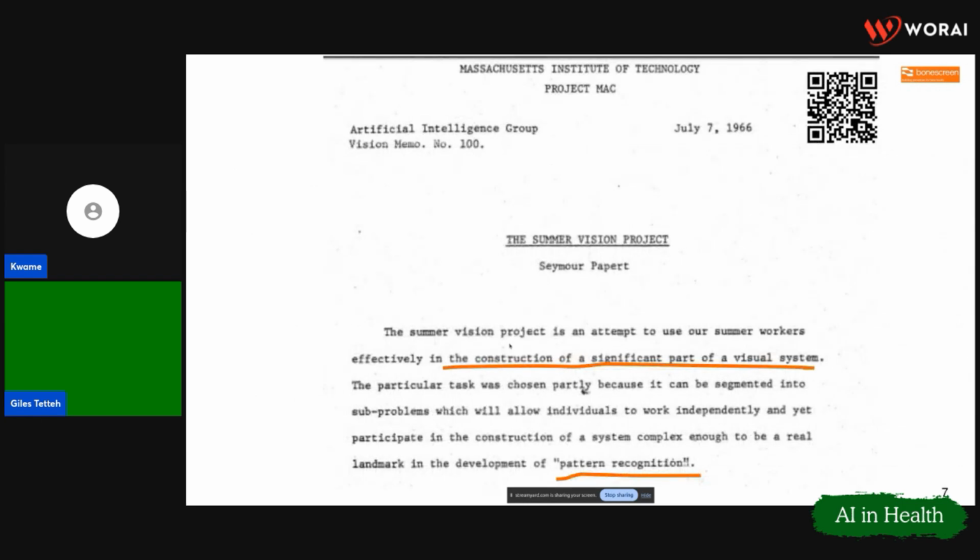And this was the letter I was discussing just in the last two slides, right? So this was in 1966, this summer project, and the aim, if you read the letter, it says the summer project is an attempt to use our summer workers effectively in the construction of a significant part of the visual system. And the word used here was pattern recognition.